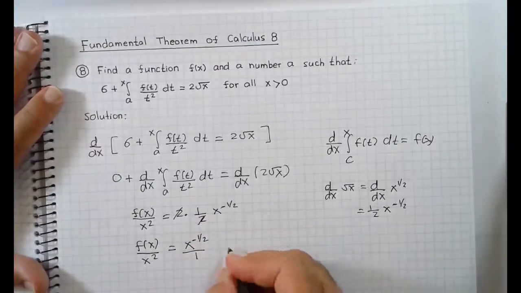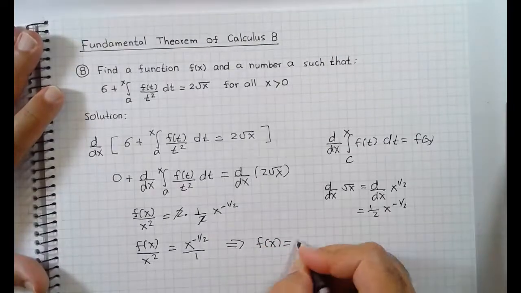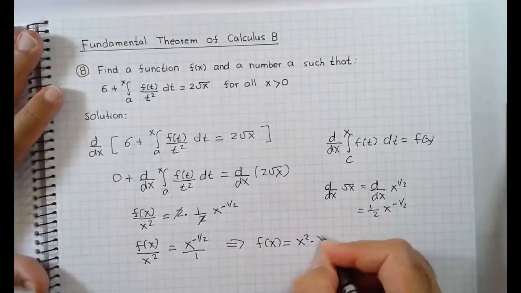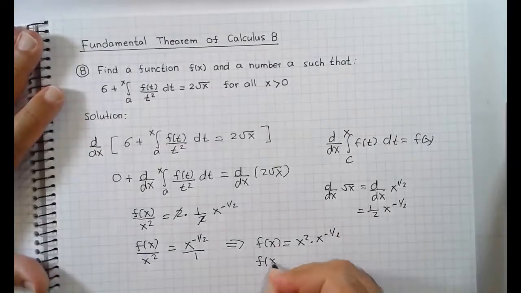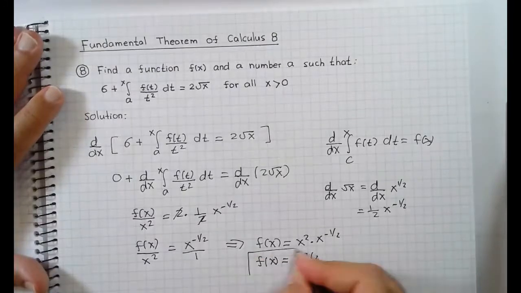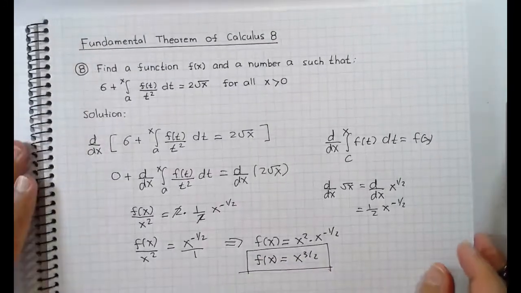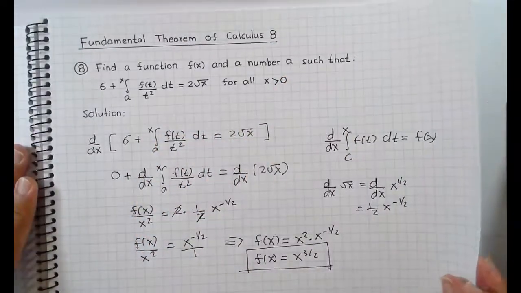Let's cross multiply, and we get f of x is equal to x squared times x to the negative 1/2. And that gives us f of x is equal to x to the 3/2. So we have found the function, but we also need to find the constant a. So how do we do that?